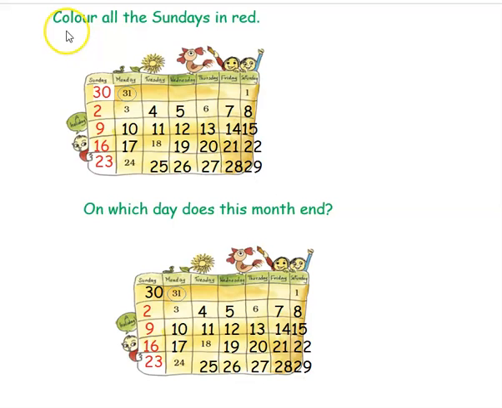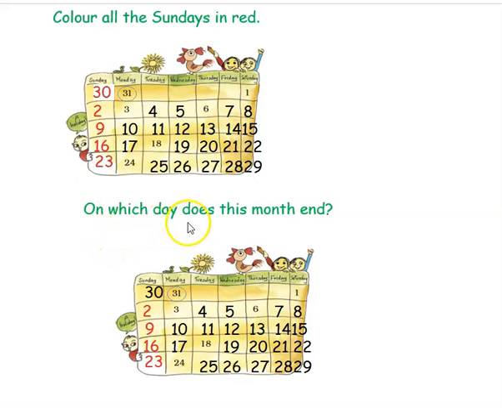The next question given is: color all the Sundays in red. If you look into the calendar, you will be seeing that all the Sundays are given in red color. That indicates holiday, right? So here also we'll mark all the Sundays in red. The 30 is on Sunday. Then 2 is on Sunday. 9 is on Sunday. 16 is on Sunday. And 23 is on Sunday. So all the Sundays are marked in red color.